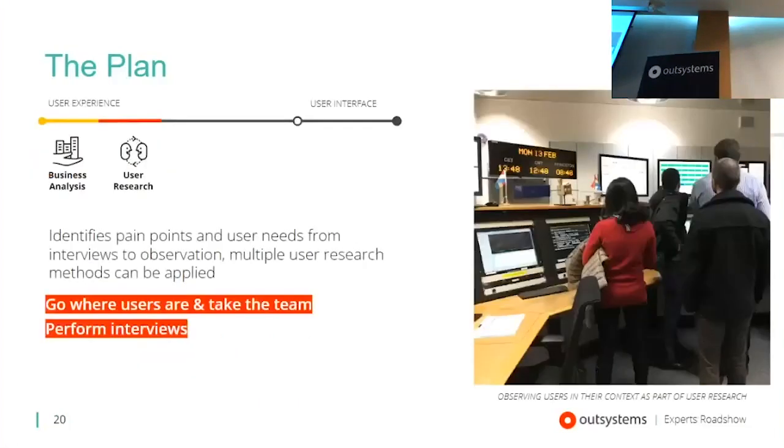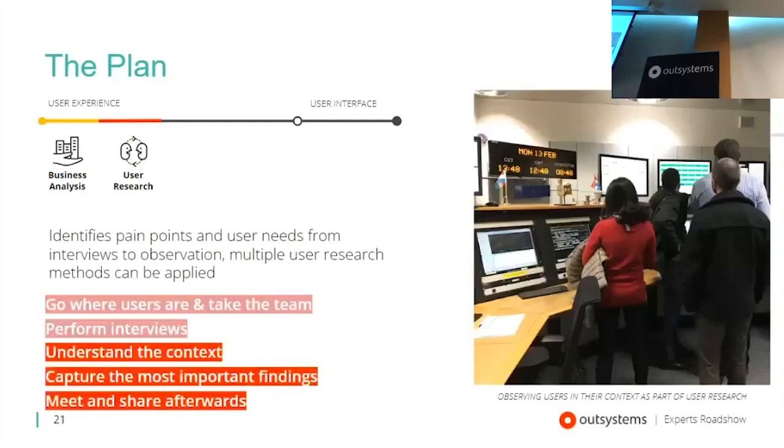So how do we do user research in OutSystems? First of all, we go where the users are. We try to observe them in their natural habitat, because that's where the real action happens. And understanding the context, we capture the important findings: how they do the operation on the ground, what are the real problems that they're facing.